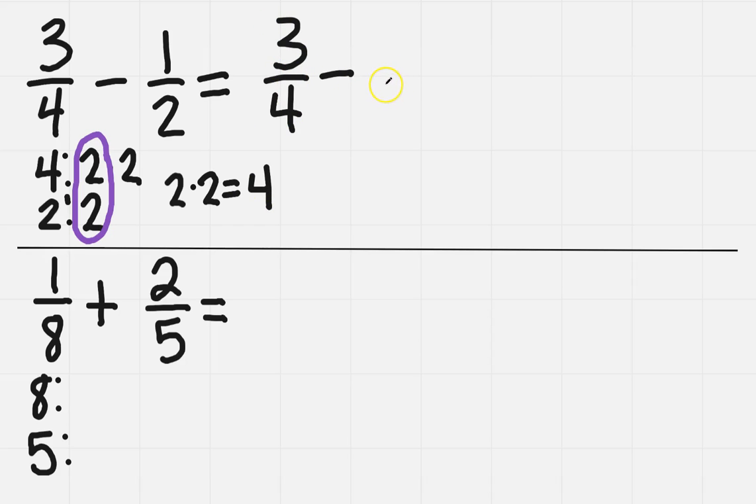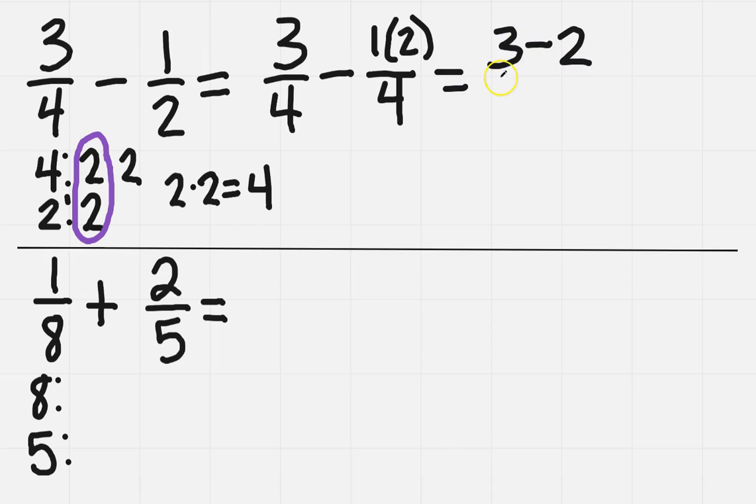But over here, if I want to make this a 4 on the bottom, 2 times what gave me 4? 2. So I'm going to take the numerator and multiply by 2. So that gives me 3 minus 2 over 4. So my final answer is just 1/4. Did you get it faster? It's okay. I tried to start with a really basic one.